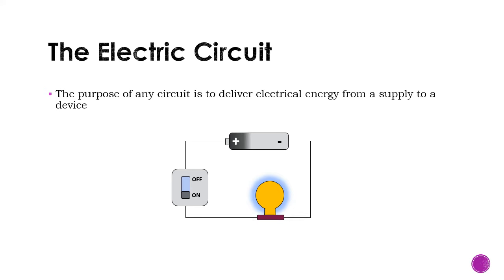This is where it all gets started. This part's really important. But what's an electric circuit? An electric circuit is just a connection of components, things like a battery, a lamp, a switch. And the purpose of the circuit is to deliver electrical energy. Because remember, the battery has energy. And the purpose is to deliver electrical energy from the battery to the light bulb so that the light bulb can light up. Remember, that's what we want.